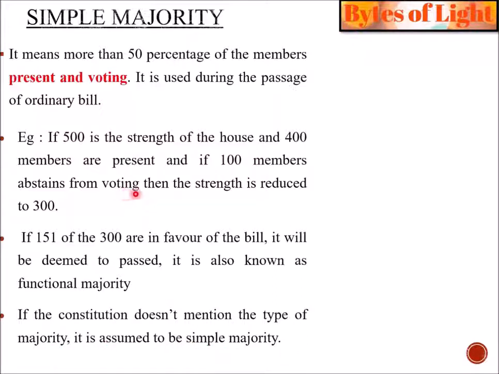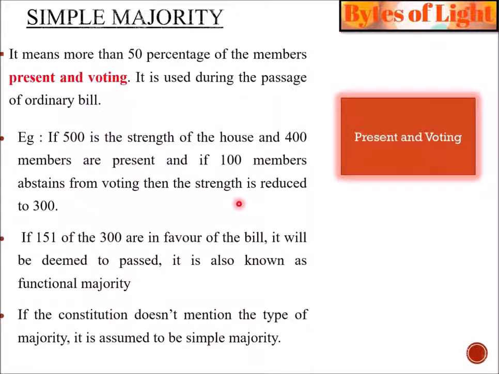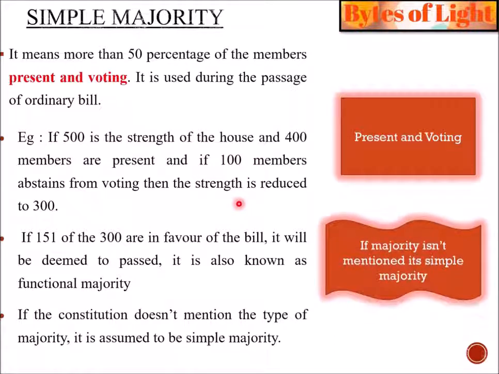So the focus here is, if members abstain from voting also, the bill can be passed. The main point to remember here is present and voting. That is, we count the people who are present as well as those who are voting. That is, you should be present and voting both. And another focus point is that if the majority isn't mentioned, it is simple majority. So that was about simple majority.